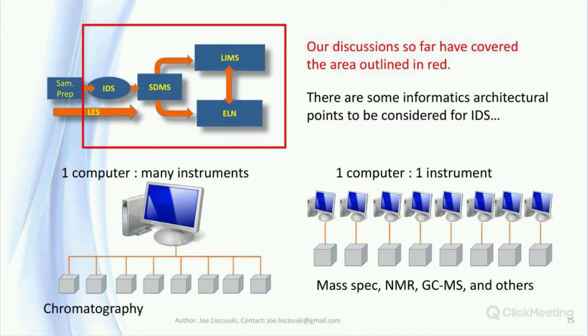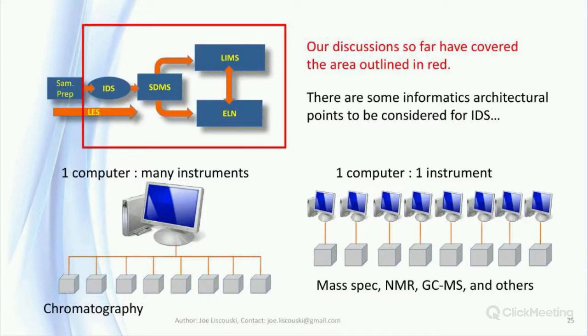Our discussion so far has covered the area outlined in red. There are some informatics architectural points to be considered for instrument data systems, specifically the number of instruments supported by each computer system. There are two options: one computer supporting several instruments at the same time, or each instrument having a dedicated computer system. Your choices depend upon two factors: what the vendor supports and how you want to organize your laboratory.